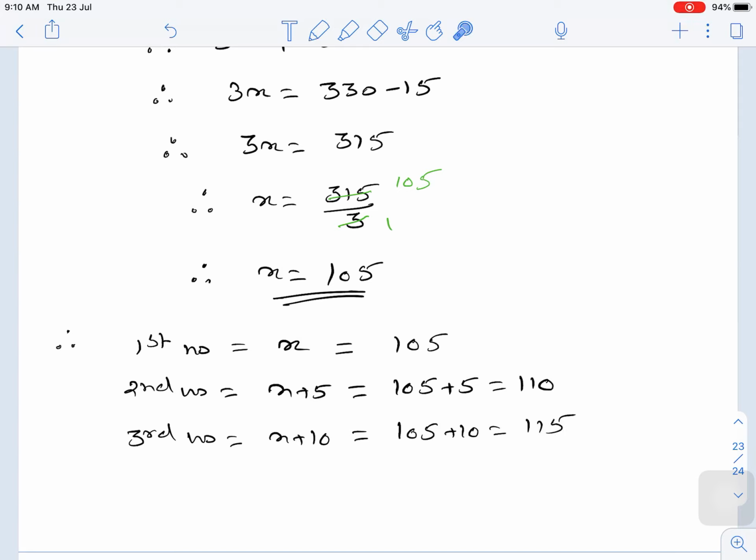Now if you want to verify the answer, check each number: each of these answers has the same difference, that is, a difference of 5, so we can consider that these are multiples of 5, and if we add up these numbers, our total will be 330. So these are the required numbers. In this way you have to solve the word problems. So this much is enough for today.